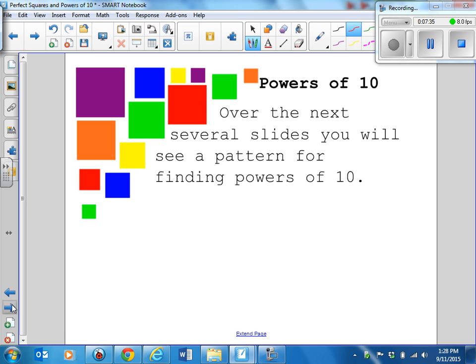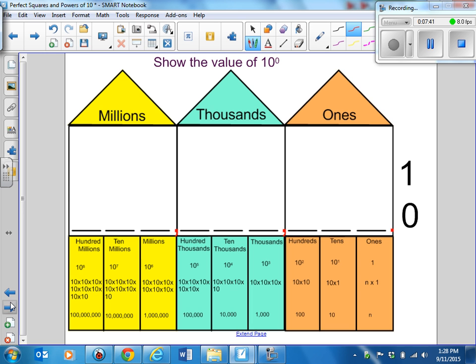All right, so what I want to go over now is your powers of 10. Notice at the top of the screen, we have 10 to the 0 power. Anything raised to the 0 power is just 1. The next one, we have 10 to the 1st power, and that would be 10. 10 to the 2nd power means 10 times 10, which is 100. 10 to the 3rd power means 10 times 10 times 10, and that is 1,000.